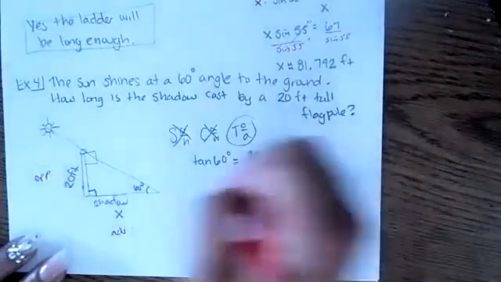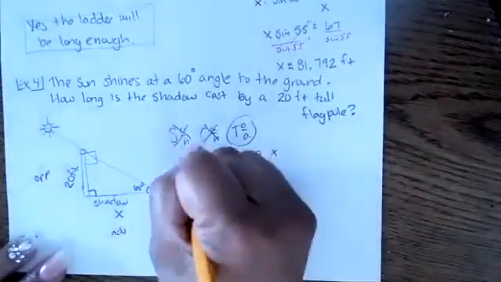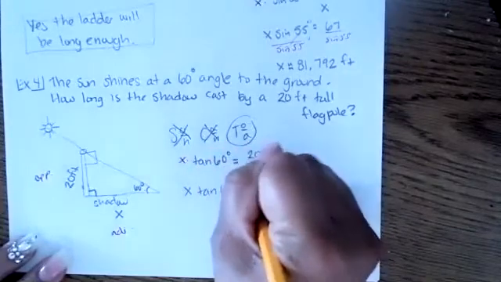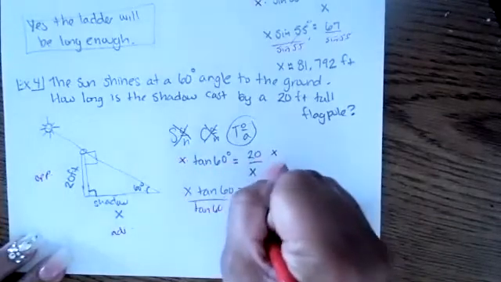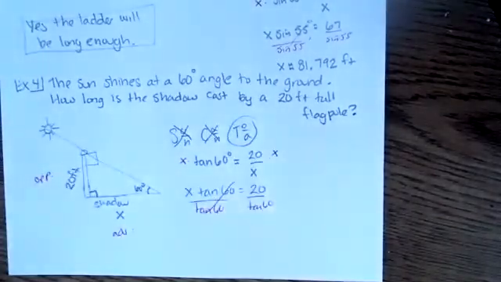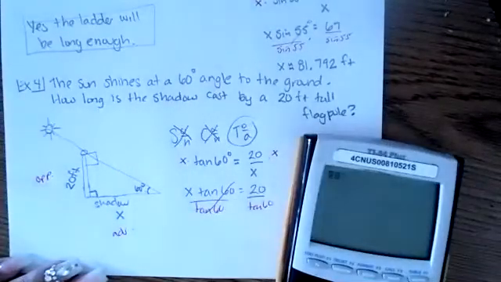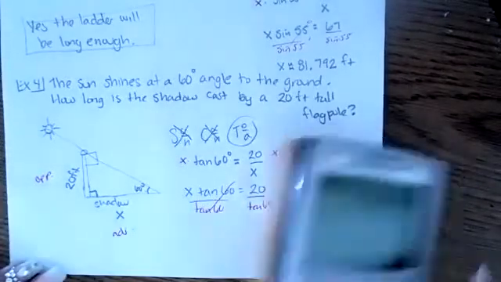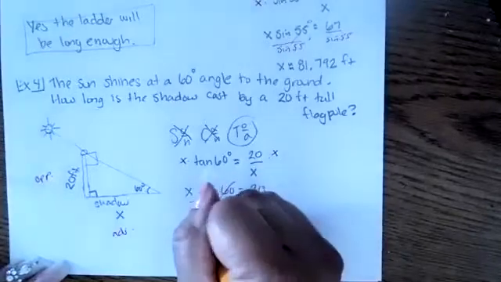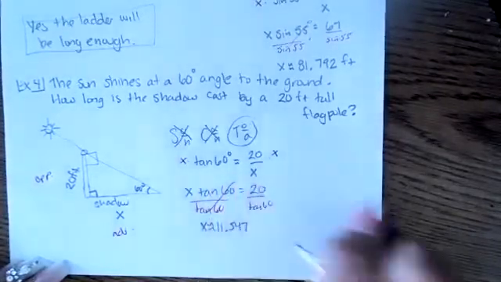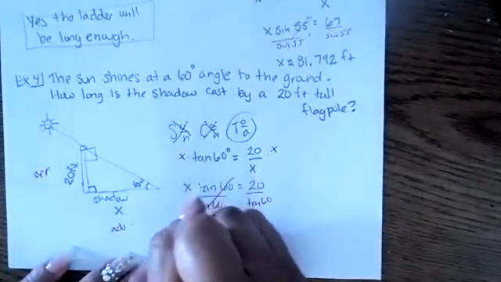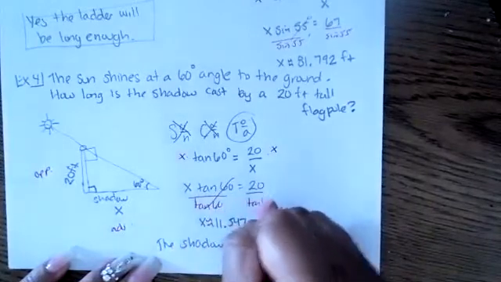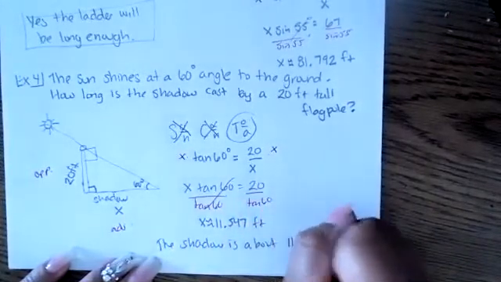Go ahead and multiply both sides by x. So x times the tangent of 60 equals 20. I'm going to divide both sides by tangent 60. So I have 20 divided by tangent 60, and I get 11.547 feet. So how long is the shadow cast? The shadow is about, I'm going to just say, 11.5 feet.